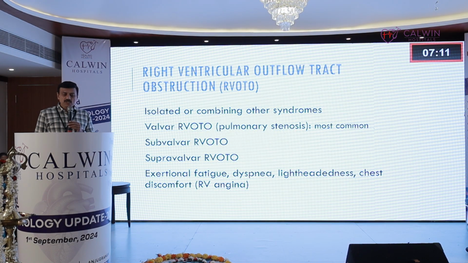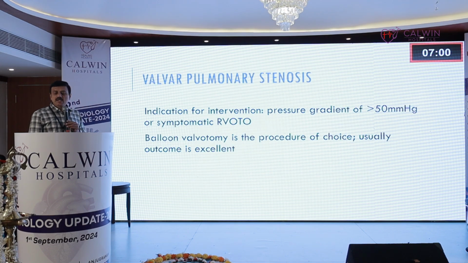Right ventricular outflow tract obstructions, all these things are possible. We can come across them in adults: simple valvular pulmonary stenosis, supravalvular pulmonary stenosis, or infundibular stenosis, all can be very much possible. As usual, whenever there is a pressure gradient of more than 50 millimeters of mercury, balloon pulmonary valvulotomy can be done. Generally, it gives good results.